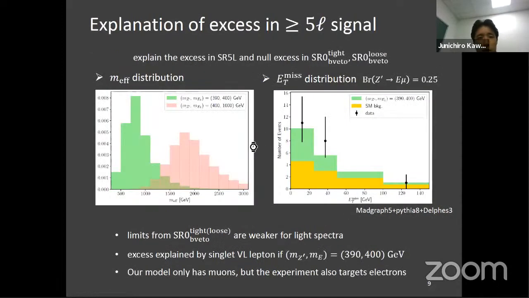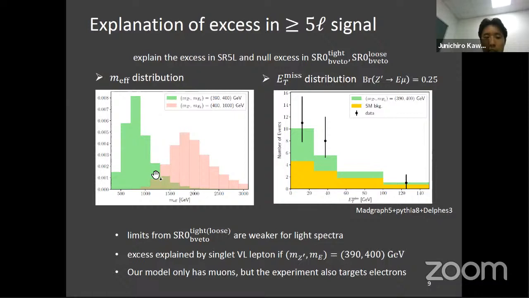Okay, so let me discuss the explanation for the excess in the more than 5 leptons signal region. The problem here is that we should explain the null excess in the other signal regions requiring just more than 4 leptons. The difference in this signal region is that they require some M effective cut, and so the M effective distribution is very important.